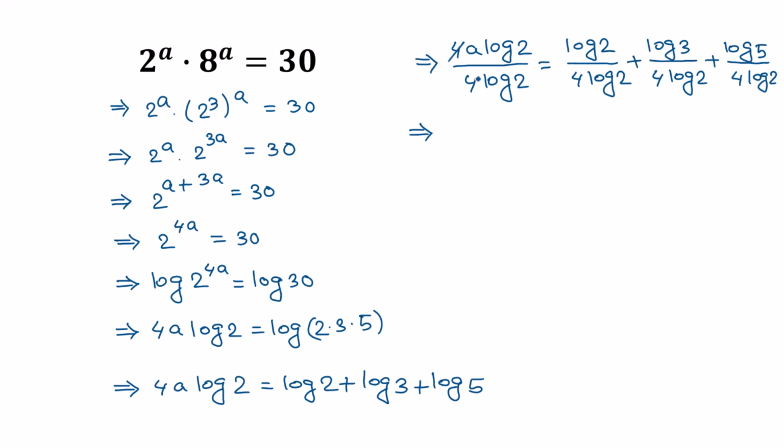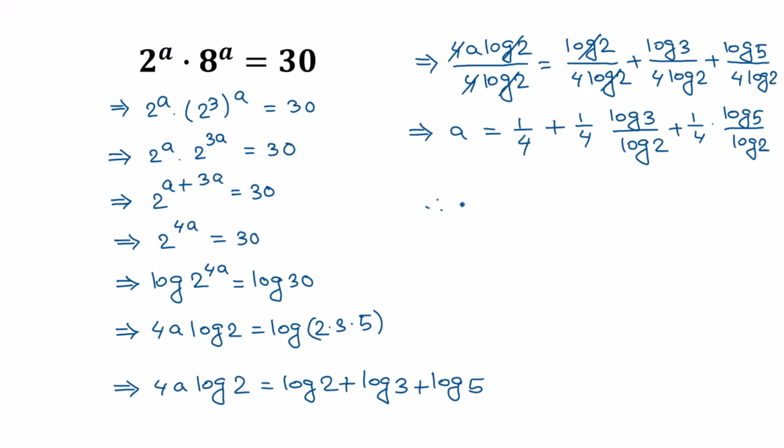Now this 4 and this 4 will cancel, and log 2 and log 2 will cancel, and it will be a is equal to, this log 2 and log 2 will cancel, and it will be 1 over 4, plus 1 over 4 times log of 3 divided by log of 2, plus 1 over 4 times log of 5 divided by log of 2.